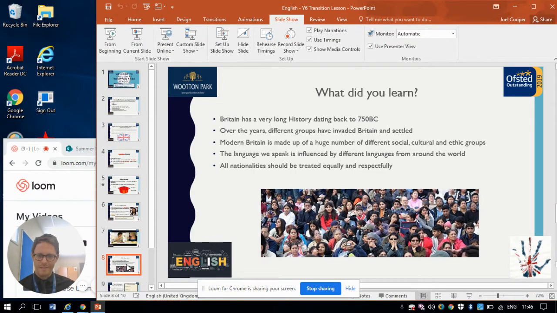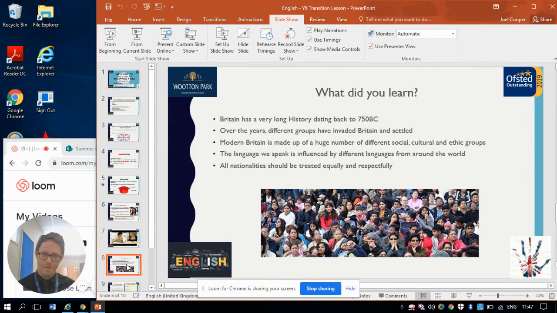Now, over the years, as Benjamin Zephaniah mentions, lots of different groups have invaded Britain and they've settled from all over the world. That might be the Romans, it might be the Celts, for example, but lots and lots of different groups have come into the country and settled, and made Britain their home. Now, modern Britain, the Britain that we see today, is therefore made up of a huge number of different social, cultural, and ethnic groups, all living together and sharing space.